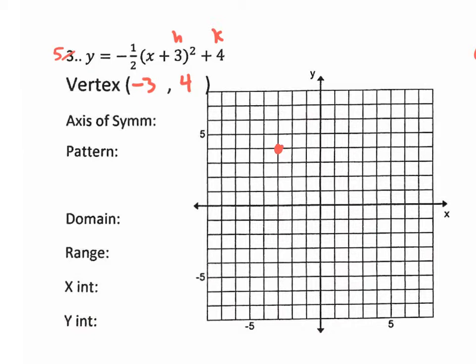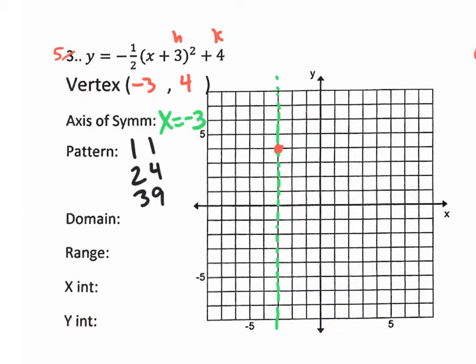Next step is to draw an axis of symmetry right through it. Might as well state that axis of symmetry equation, which is what? X equals negative 3, the x value of your vertex. How about the pattern? Well, we either use the XY table, input-output table, or we could use the pattern 1, 1, 2, 4, 3, 9, but modifying the second numbers.